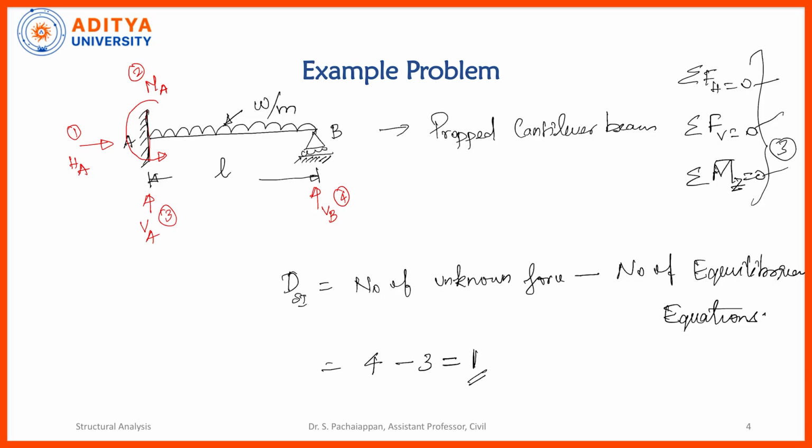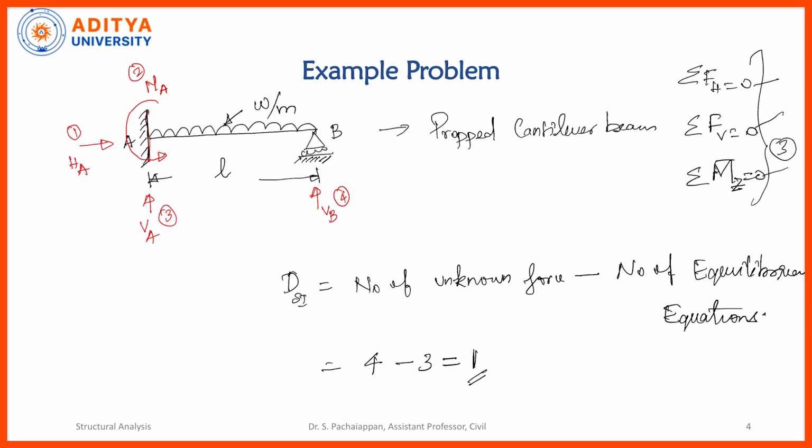Then one may ask, sir, will we always get 1 for a statically indeterminate structure? No, this is a very simple problem. That's why we are getting the degree of static indeterminacy as 1, but the degree of static indeterminacy may be hundreds also, depending upon the problem. Those problems will be taken care of by computer programs, for example already developed software like STAAD Pro, ETABS, all those things.